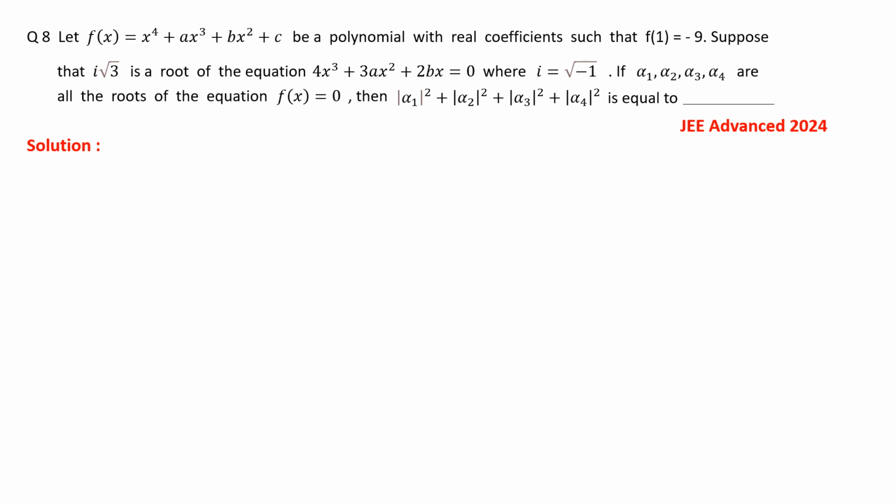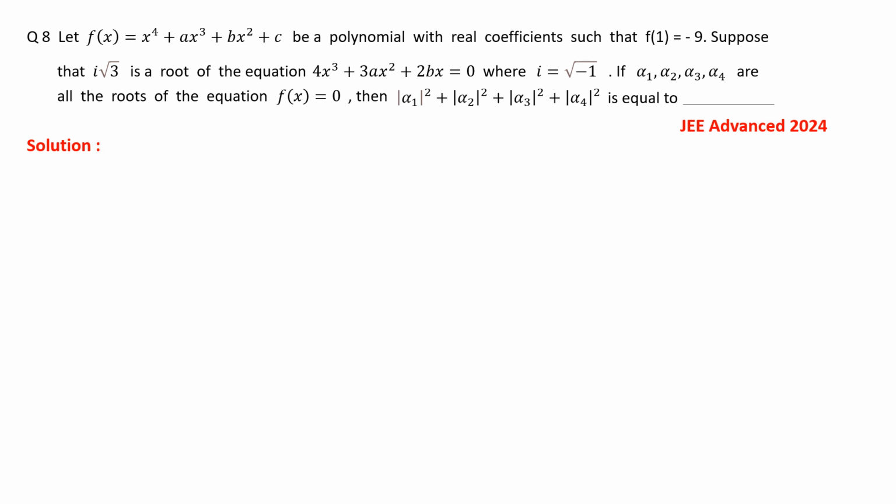Myself LS Nanda. Now this is the next problem in our previous year question series of JEE Main and JEE Advanced. It's a question involving the concepts of equations and complex numbers. The question says, let f(x) = x^4 + ax^3 + bx^2 + c be a polynomial with real coefficients such that f(1) = -9.